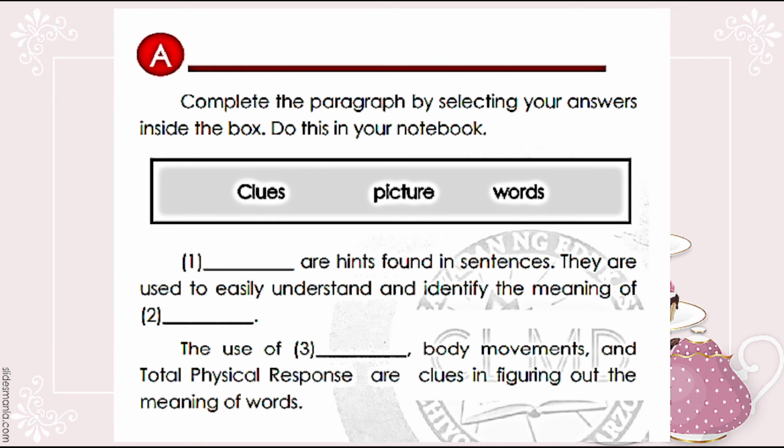For task A, complete the paragraph by selecting your answers inside the box. Do this in your notebook. Let us read the choices inside the box. Clues, picture, words. Clues are hints found in sentences. Correct. Clues. They are used to easily understand and identify the meaning of words. The use of picture, body movements, and total physical response are clues in figuring out the meaning of words.